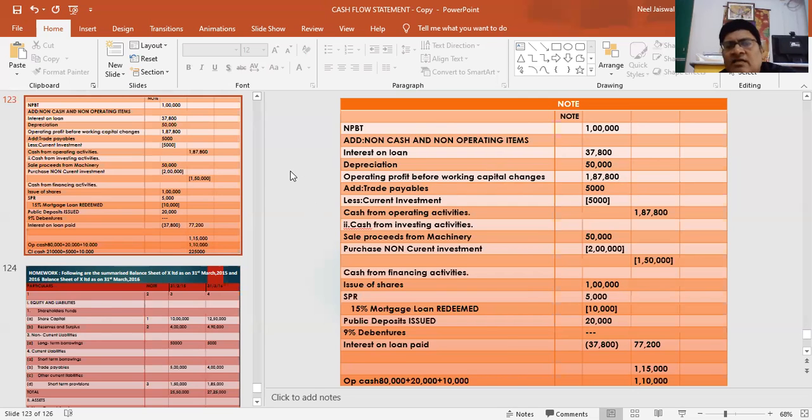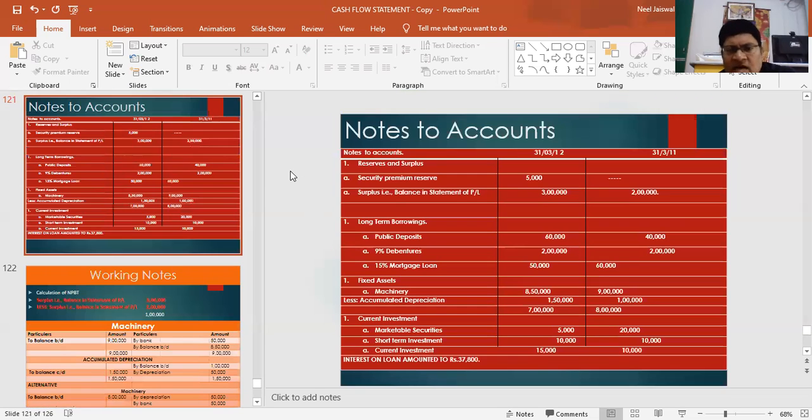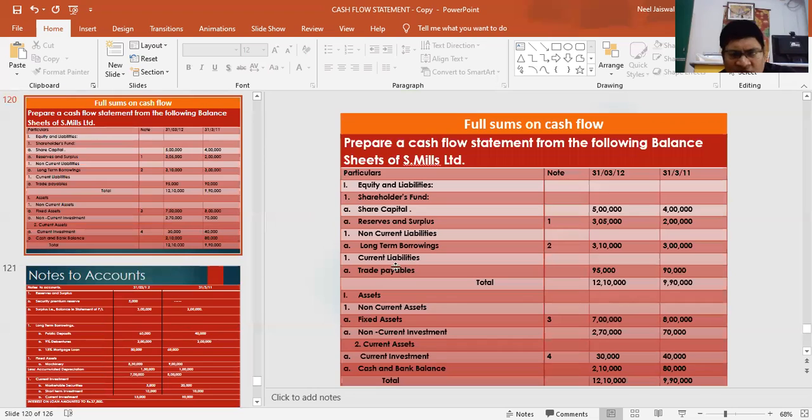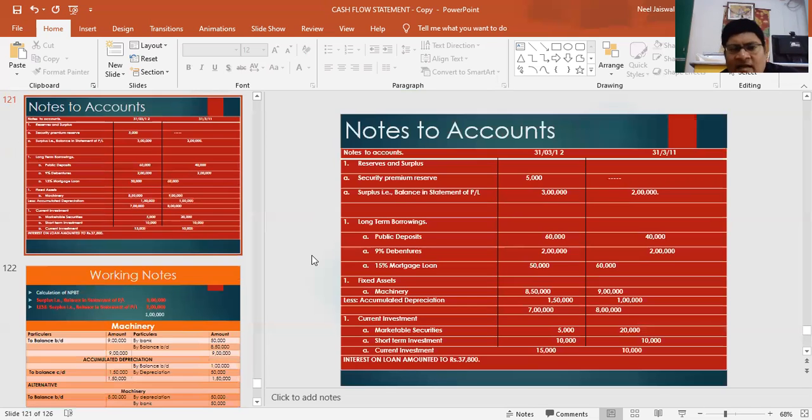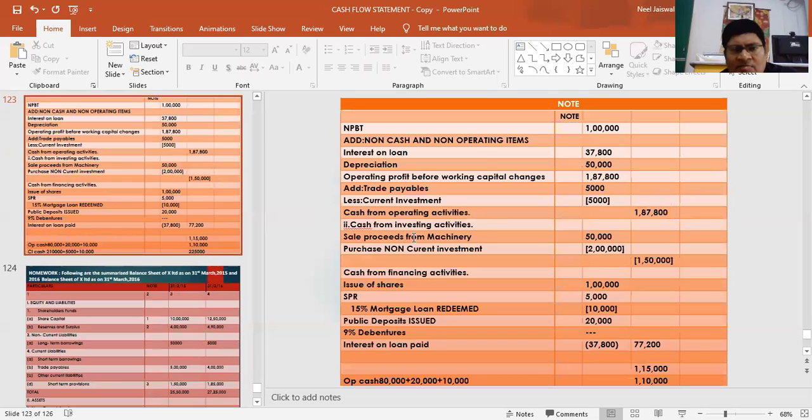Now we will see our current assets and current liabilities. When we open, it's like this. Current liabilities coming first. Trade payables 95,000 and 90,000. No note directly. That means 5,000 increase, 95 minus 90, 5,000 increase. Increase in current liability we add back. So see, we have added back increase in current liabilities, trade payables, 5,000 added.